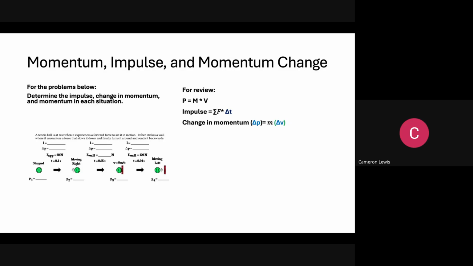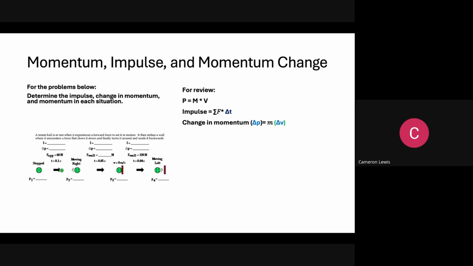The tennis ball is at rest when experiencing a forward force to set it in motion. So it was at rest, like Newton's first law: staying at rest until it feels a force to set it in motion. Now it has an unbalanced force acting upon it. That's that impulse, so now we get it to move. It strikes a wall where it encounters a force that slows it down and finally turns it around and sends it backwards.